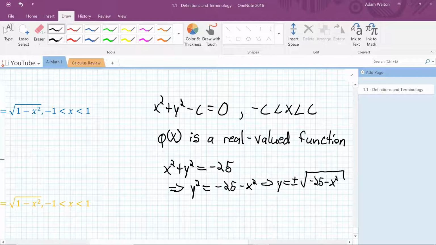Now here, we can already look at this and see, based on the negative 25, that this is going to be producing a complex, no, not necessarily complex solution, I'm not going to get into it, but it's producing an imaginary number because there's a negative under the root.